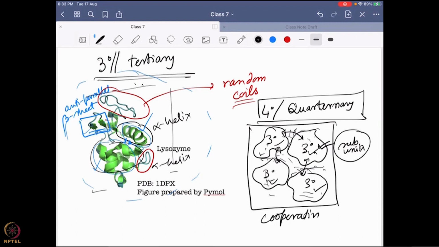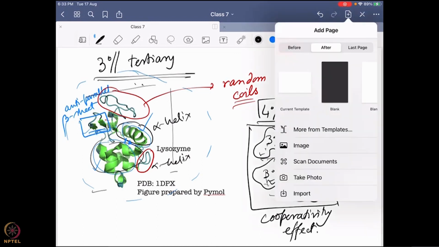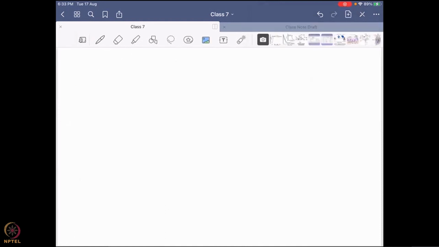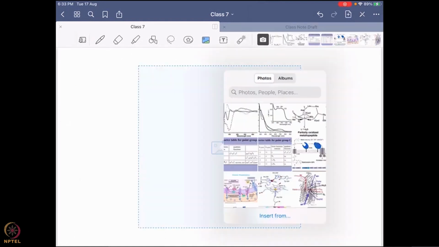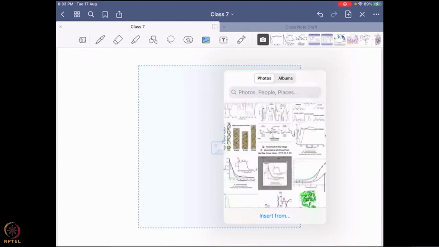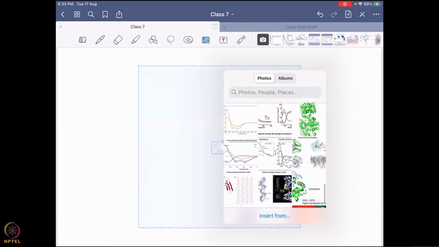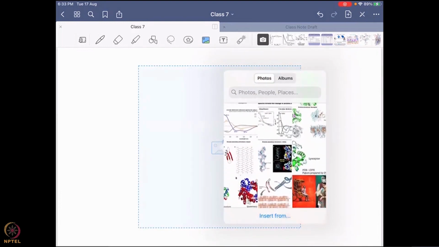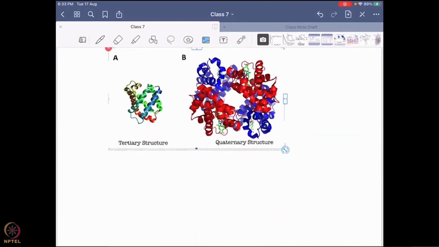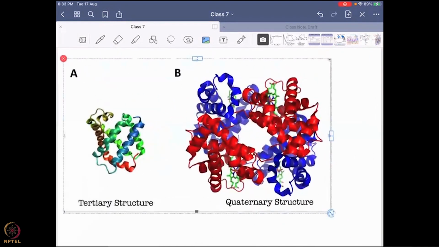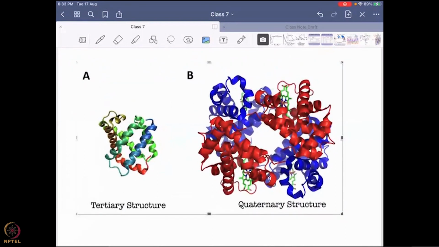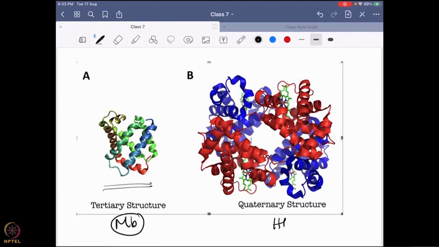And once the cooperativity effect term comes in, I know what comes to your mind when you talk about protein, and it is true, it is hemoglobin. So over here, I'm going to show you the structure of hemoglobin and myoglobin, which you have already seen, but today with respect to the tertiary and quaternary structure. On the left-hand side, the tertiary structure is the structure of myoglobin, and this is the structure of hemoglobin.